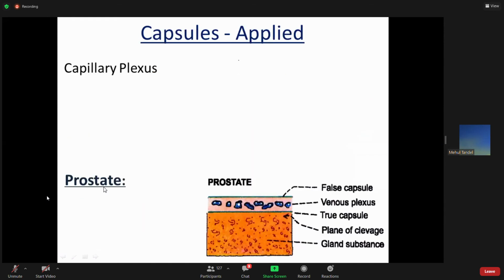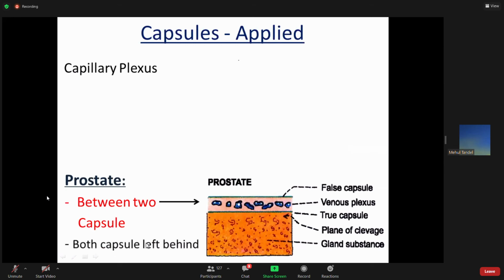One important applied aspect regarding the capsule: in the prostate, remember, the capillary plexus is present between the true and false capsule. So during surgery, both capsules are left behind in the body to prevent hemorrhage, to prevent rupture of this capillary plexus. When we do surgery, we keep this whole layer inside the body and remove the gland from here. That is, we remove only up to here.